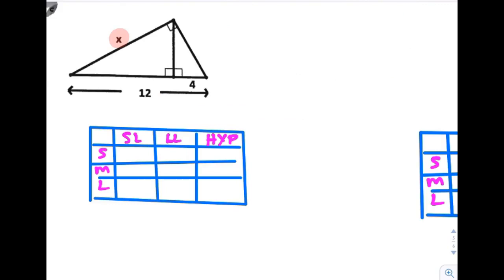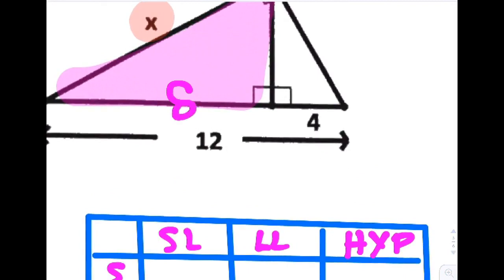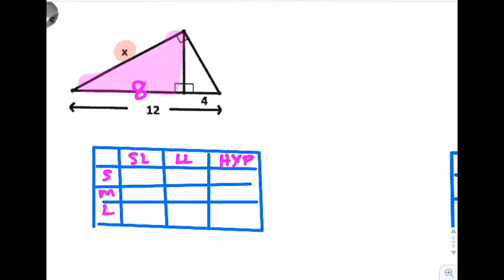Now remember, I only asked you to find x in this problem to keep it simpler, so don't worry about y and z. So if you look at this, you'll see that the small triangle over here has nothing other than the 4 labeled. So I'm not going to be dealing with the small triangle at all. The medium triangle looks like it has 2 things labeled. The medium triangle has a long leg of 8 and a hypotenuse of x.